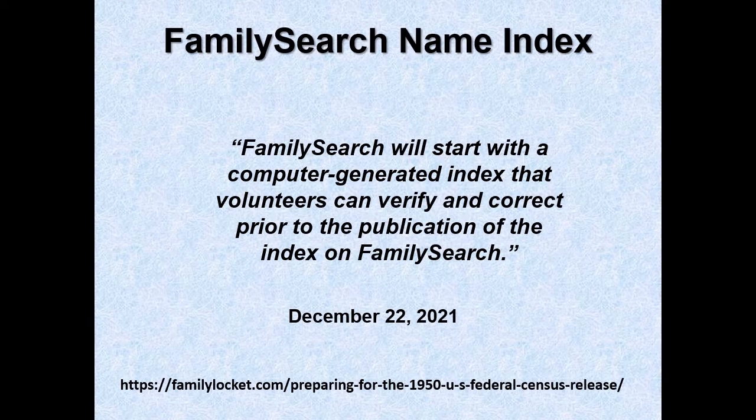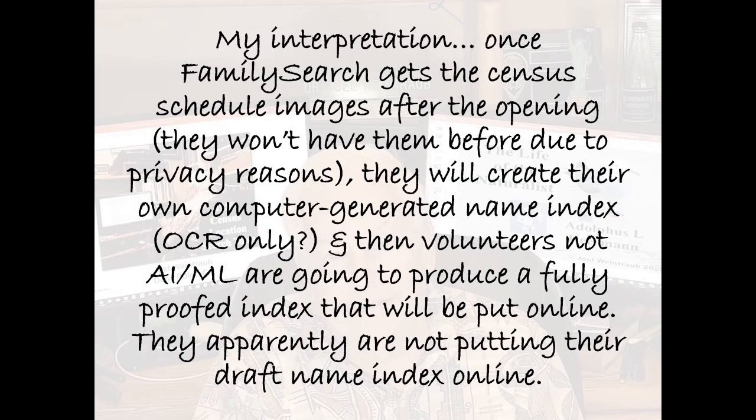I found a comment from someone who looks like they know what they're talking about, who said that FamilySearch will start with a computer-generated index, maybe it's OCR, that volunteers can verify and correct prior to the publication of the index on FamilySearch. So my interpretation is that once FamilySearch gets the census schedule images after the opening, and everyone else won't have them before April 1st due to privacy reasons, FamilySearch will create their own computer-generated name index, and then volunteers, not AI/ML, are going to produce a fully proofed index that will be put online. They apparently are not putting their draft name index online.